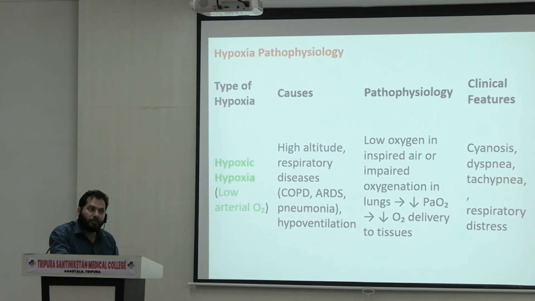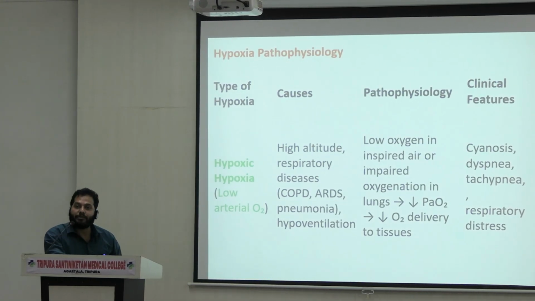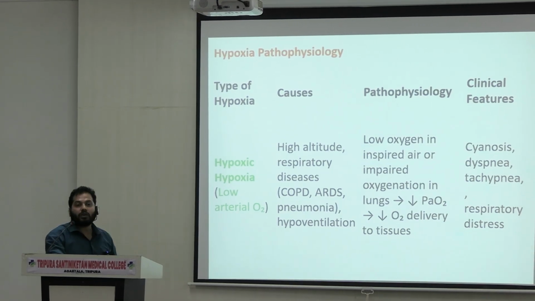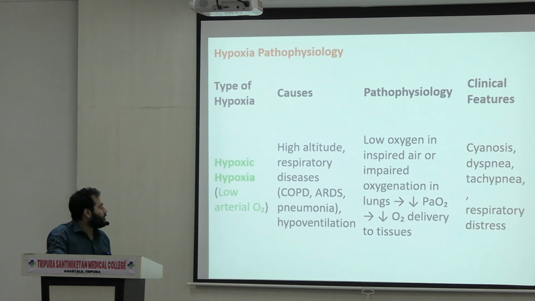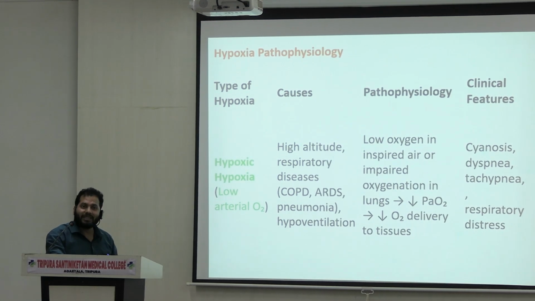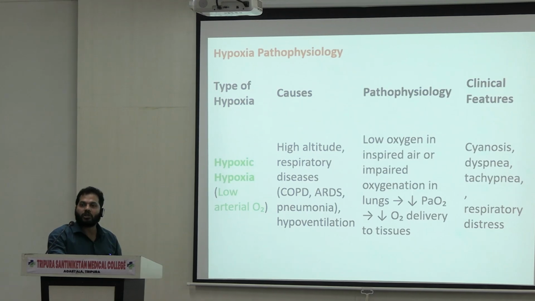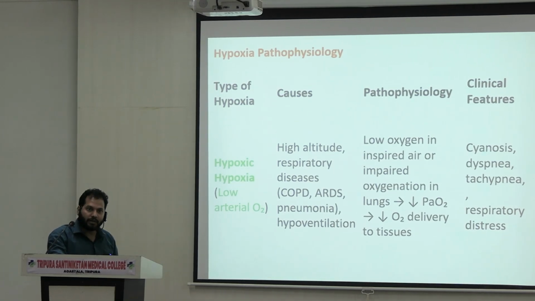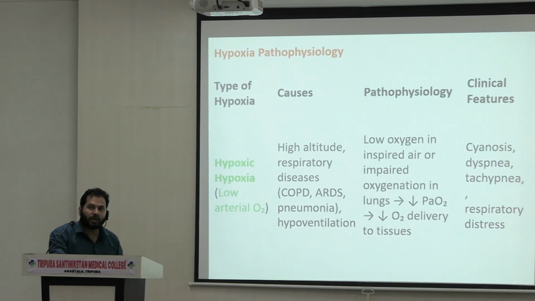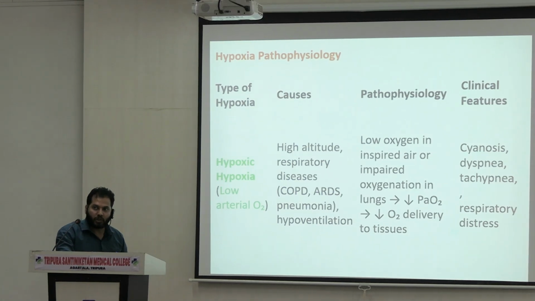Other than this, obviously there are different types of respiratory disorders, right? So what are those disorders? Like chronic obstructive pulmonary disease, acute respiratory distress syndrome, then pneumonia. These are the most common respiratory diseases which affect the arterial oxygen concentration, right? Other than this, hypoventilation is again another important cause of hypoxic hypoxia.